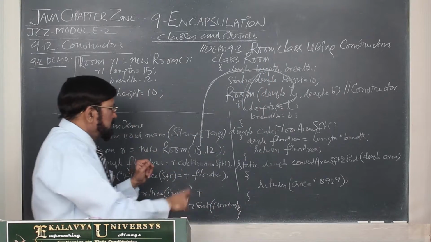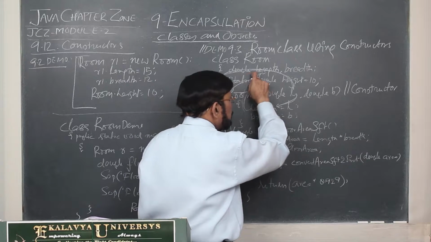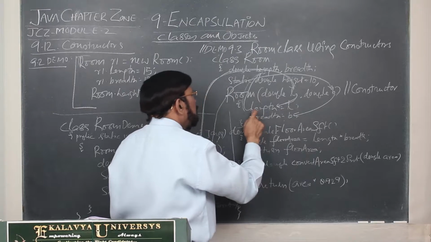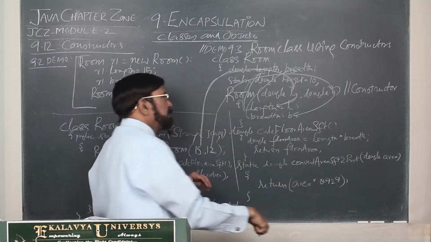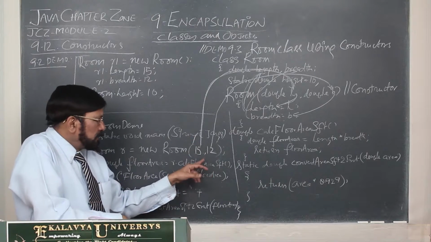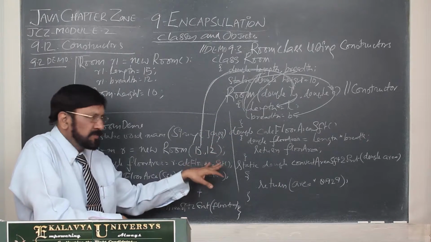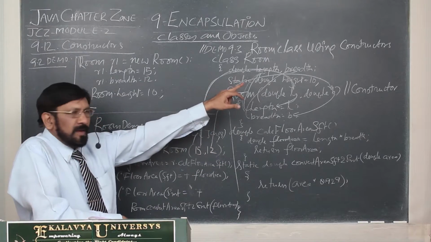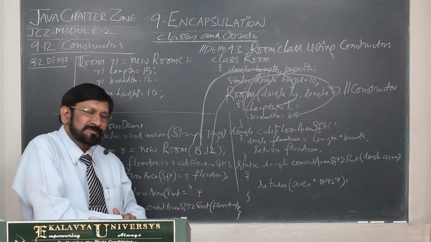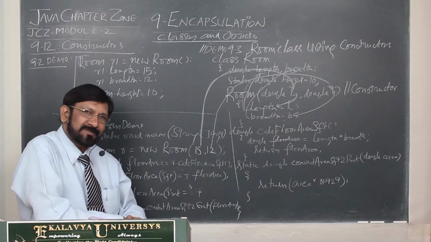In the same manner, 12 goes here, and in turn it goes here, and in turn it goes here. That way, from the other class, from the implementation class, you are passing arguments, you are passing values. They are being assigned to the corresponding instance variables. Now 100% you can feel that it is a constructor.